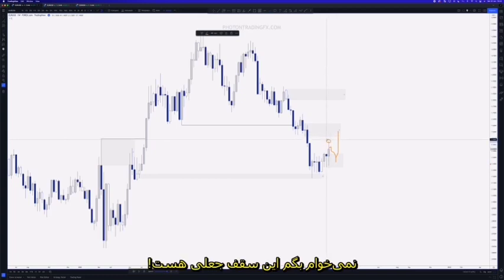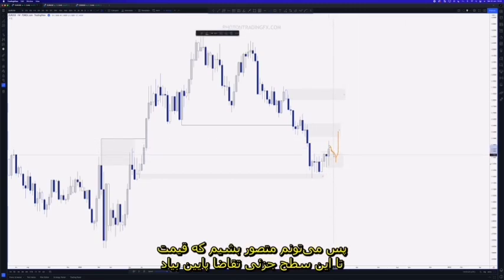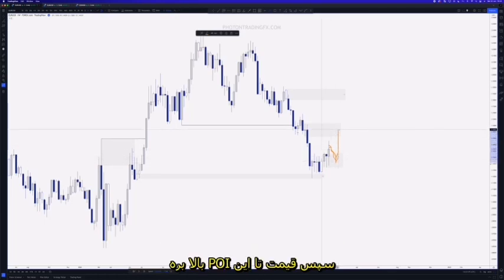Because this high, I don't want to say a fake high, but so far it hasn't achieved anything, but also it hasn't mitigated anything. So what you can start to build a trade idea around is potentially price is going to come into this nearest, very, very minor demand level to then push price up to this POI.